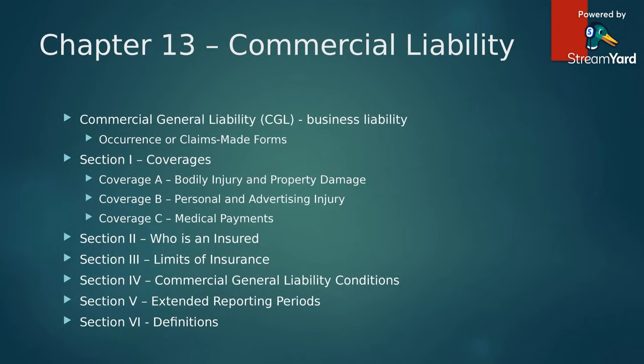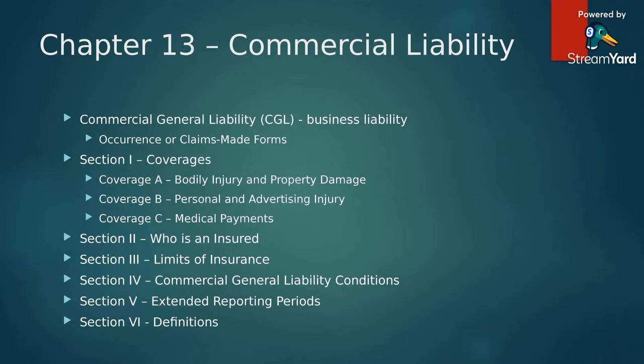Commercial general liability policies, or CGLs, also called business liabilities, is the broadest of the liability policies, and it comes in two forms, either an occurrence or a claims made form. The big difference is going to be how the coverage is triggered. We're going to go over that in a little bit.